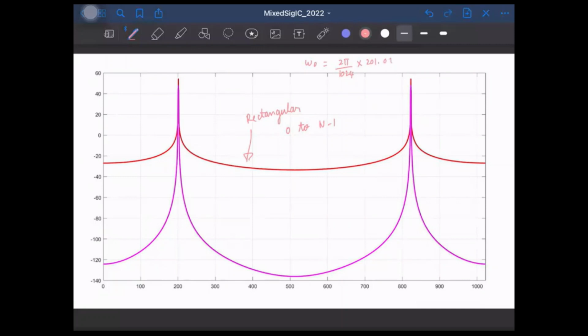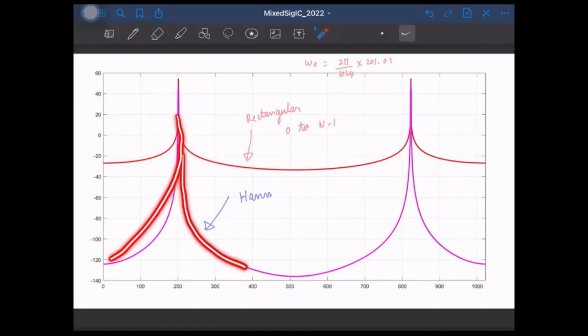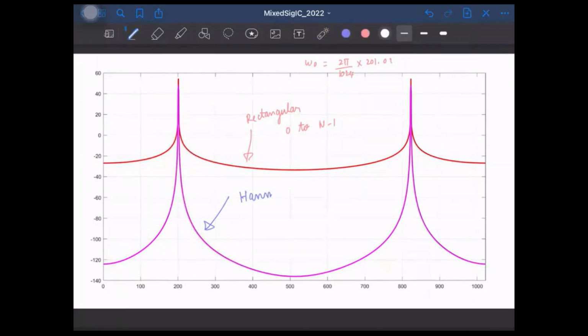Okay, and this magenta curve is after I apply the Hann window, right? And I can clearly see that these curves which were appearing with the rectangular window have reduced a lot with the Hann window. And that's what we intuitively expected with the Hann window.